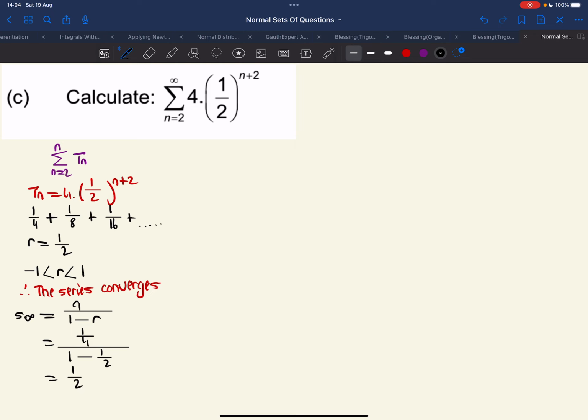So your answer at the end should be a half, because we are calculating the sum to infinity for a geometric series. Oh, sorry, I didn't tell you, this is actually a geometric series. It's not an arithmetic one, because we can see that we are multiplying with a common ratio, which is a half. So this tells us that this is a geometric series. All right.